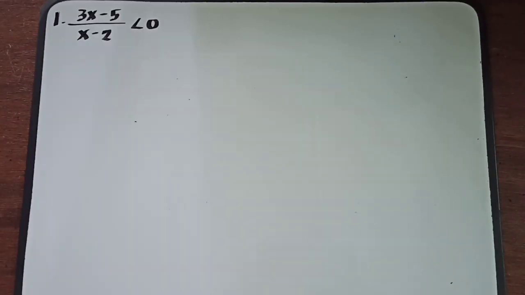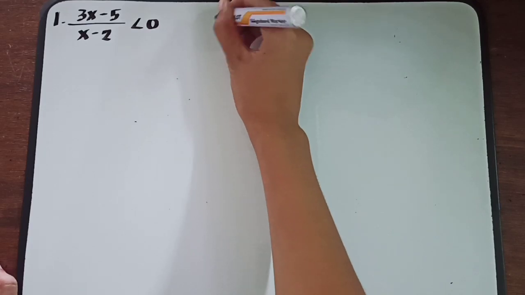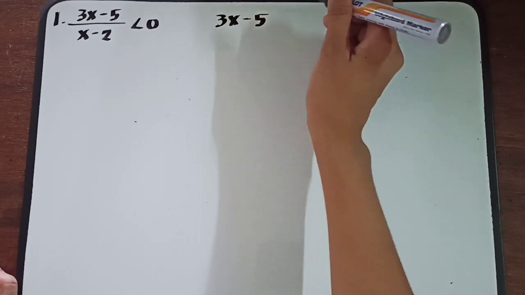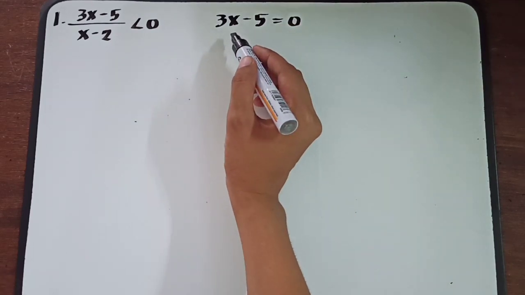Okay, so for example, number 1, we have 3x minus 5 over x minus 2 less than 0. So since it is already in the form of P of x over Q of x less than 0, we can now proceed in solving for the zeros of the numerator and the zeros of the denominator. So in solving the zeros of the numerator, just copy the numerator, which is 3x minus 5, then equate it to 0 and solve for the value of x.